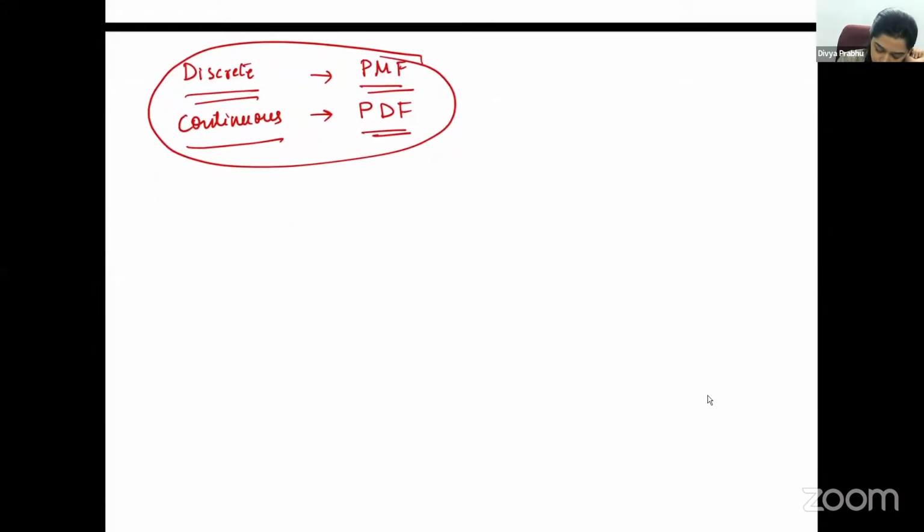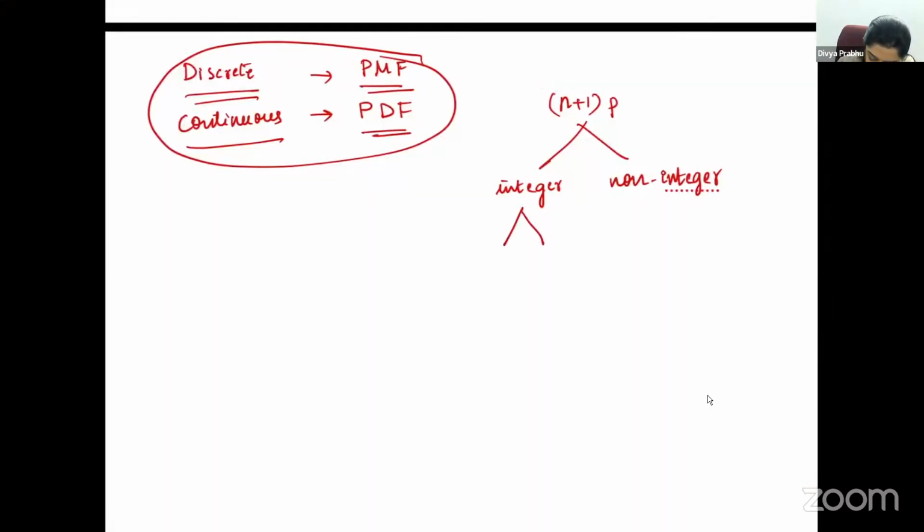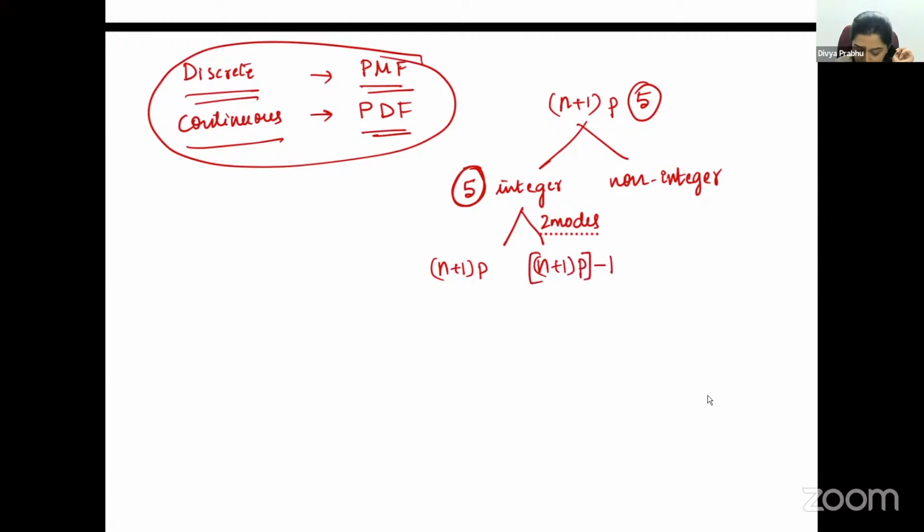Put it this way. We'll have to first find the value of n plus 1 into p. This value can be an integer or non-integer. If it is an integer, you will have two modes. Integer means what? A full number. For example, 5 is an integer. Let's assume that the value of n plus 1 into p is 5. It's an integer, which means it will have two modes. The modes are n plus 1 into p and n plus 1 into p minus 1. Basically, this will be 5, and this will be 5 minus 1, which is equal to 4.